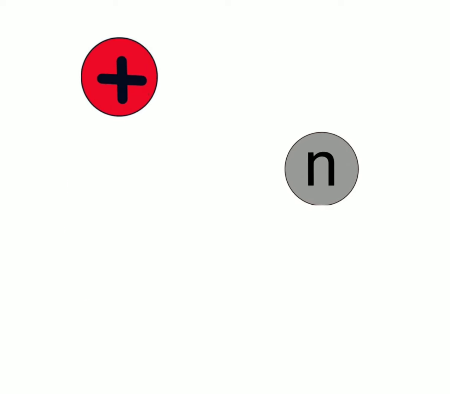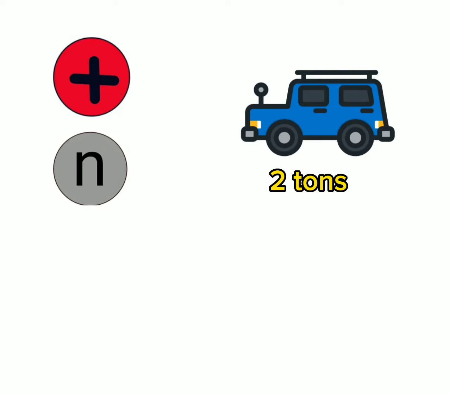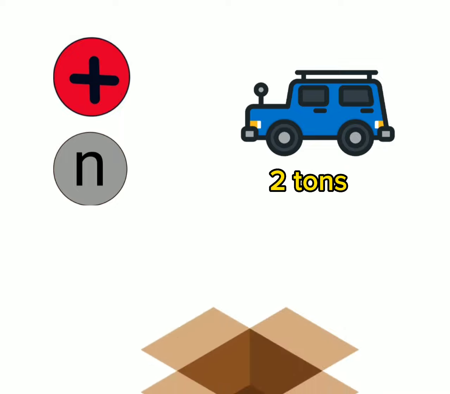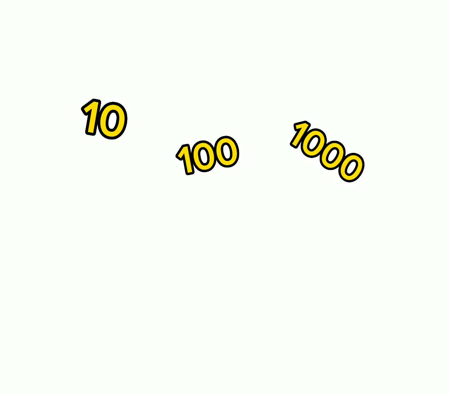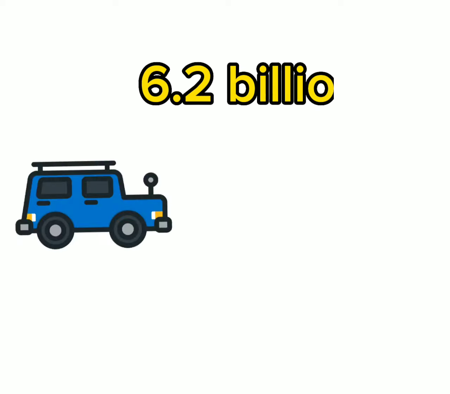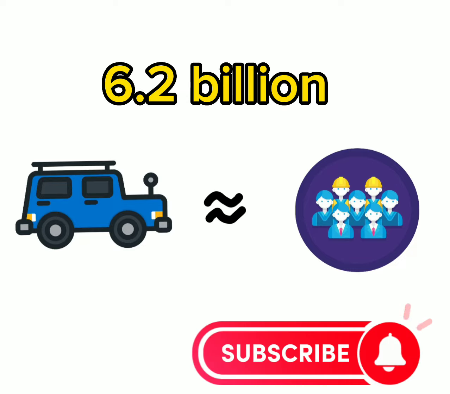Let's do it like this. Let's think of each proton and neutron in the nucleus as a 2-ton car. And let's put all these cars in a very, very large box that we can think of as the nucleus. How many cars fit in the big box? 10? 100? 1,000? No! The answer is 6.2 billion cars. This is a number close to the world population. Did you understand how small an atom is now?